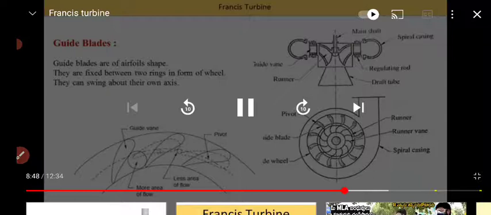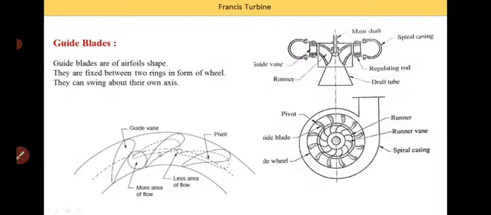Okay, so suppose this pivot point is on the center. From the center point, the vane is moving at a different angle, like those dotted lines. So when it is in this part, means the continuous line, the area between the two vanes is higher, means more area to flow, then more quantity of water is supplied.